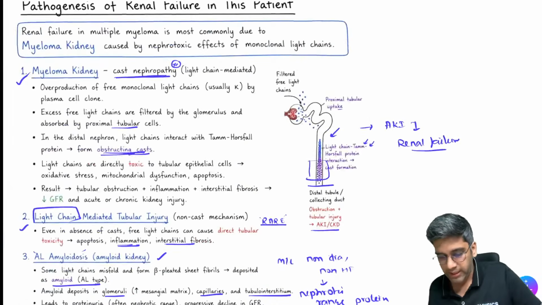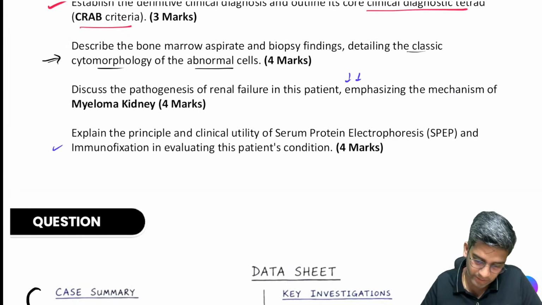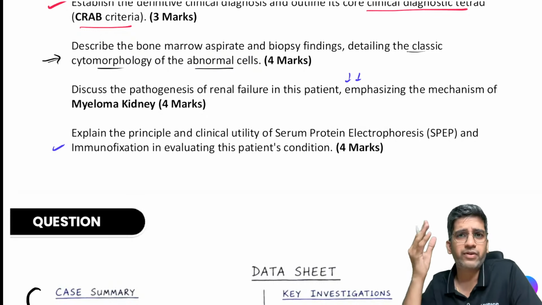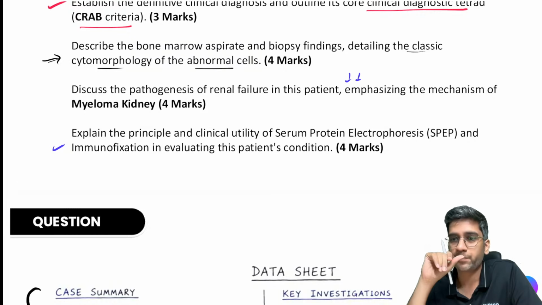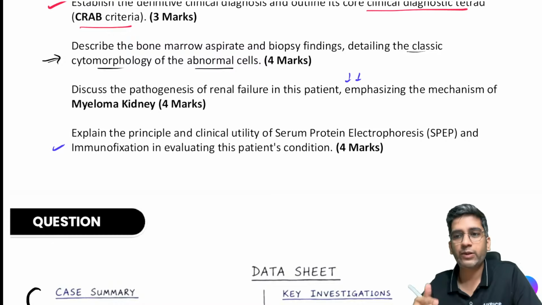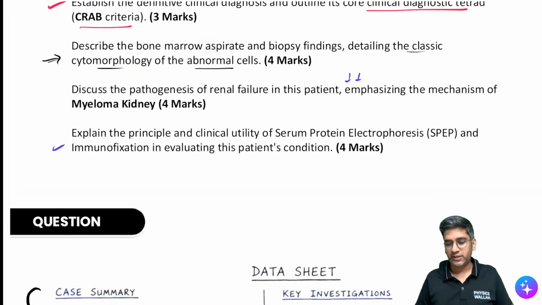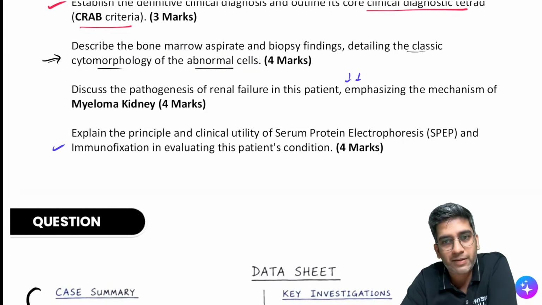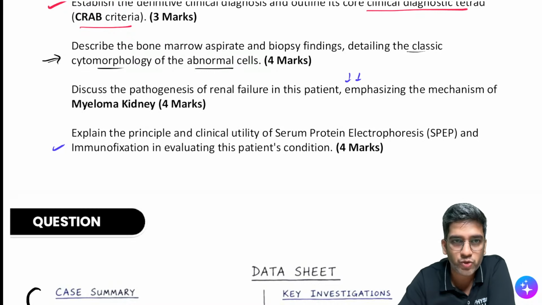Fine. Now let's go to the last bit of the question. Can anyone explain, with the principle if required, what is the utility of serum protein electrophoresis and immunofixation in a myeloma patient? At least one finding I want you guys to answer. You guys can't keep quiet, right? You have an exam in one or two months. So tell me, what is the finding you will see in serum protein electrophoresis in myeloma? Then we'll see the use cases and what immunofixation is.